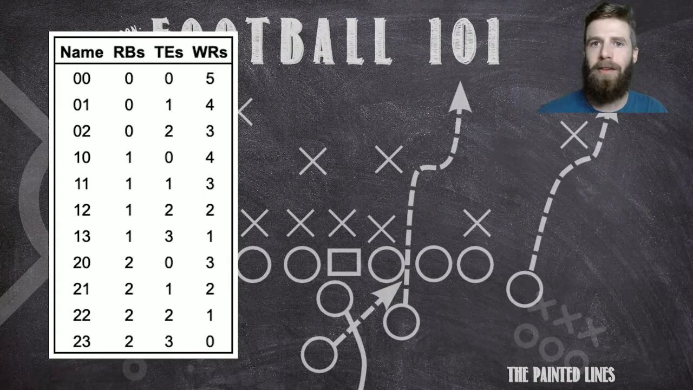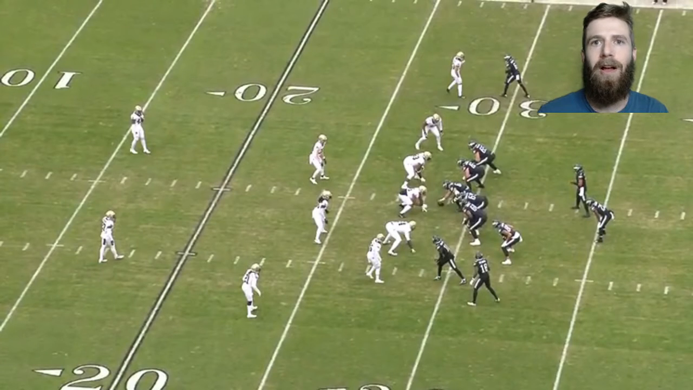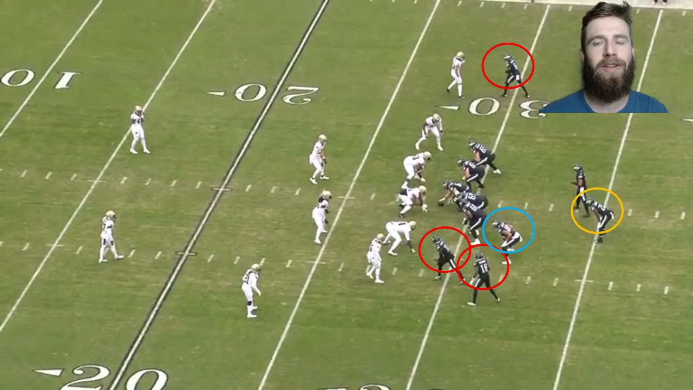Now, let's look at some picture examples and see if you can identify them. And so in this one, we have the Eagles against the Saints, and we have 5 receiving targets, and I'll just go ahead and put them up here. The red circles are wide receivers, the blue is the tight end, the yellow is the running back. And so this is 11 personnel, 1 running back, 1 tight end, 3 receivers, 11 personnel.